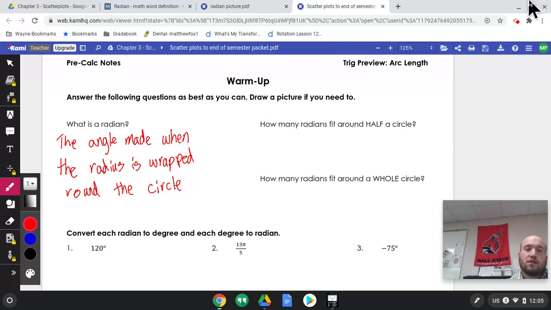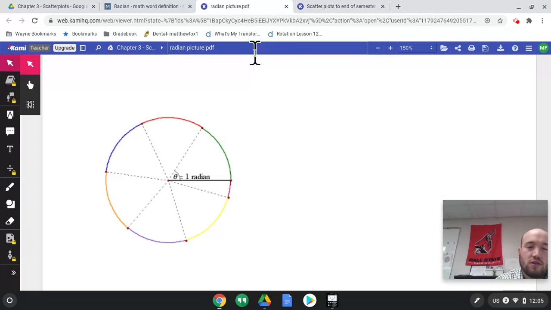Now, as we look at this picture here, and I'll go back to that slide if you need to get the rest of the definition, here is one radius. If we lay that around the circle, this angle is 1 radian. We lay the radius again, that would be a second radian. We lay it again, that's a third radian. Lay it again, fourth, fifth, sixth, and a little more than 6 radians.